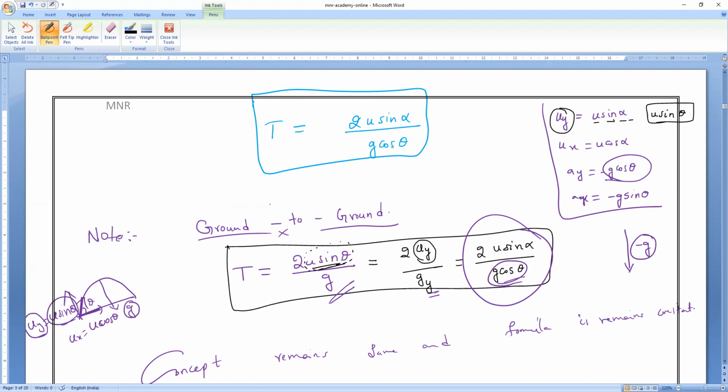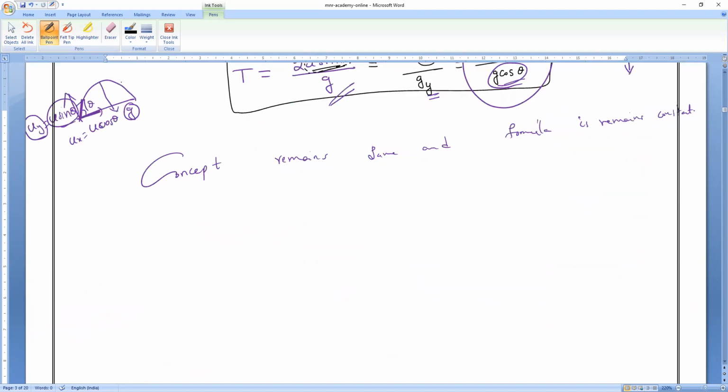Now the second one, maximum height. Now you tell me, maximum height we have to calculate for half distance, half journey or complete journey? Complete journey means what is the displacement? Zero. So second case, we have to take half journey or complete journey? Half journey. That is maximum height.